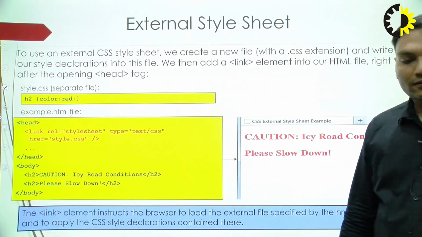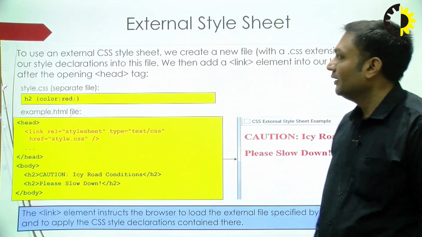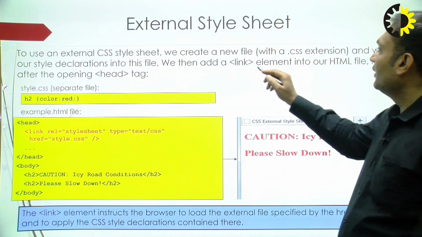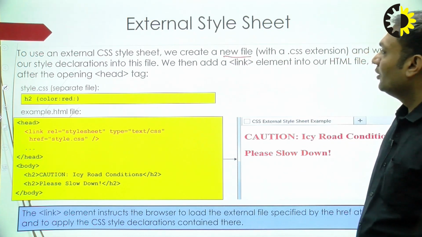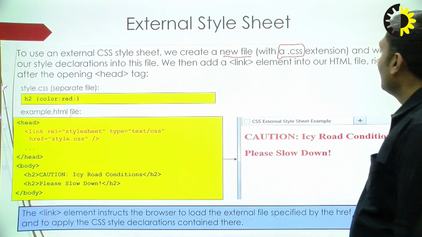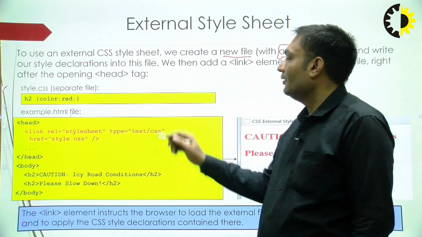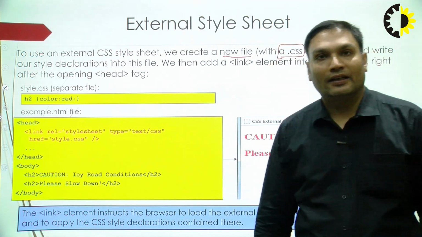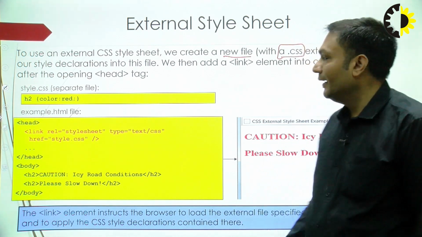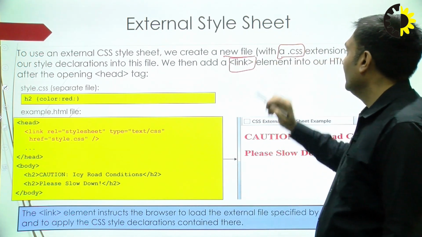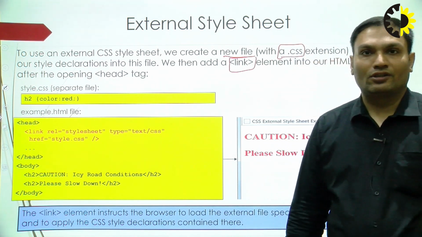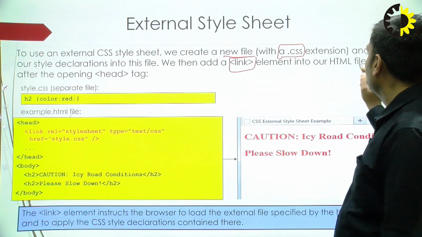Now, the third type of CSS is external CSS, or you can say external style sheet. To use an external style sheet, we need to create a new file, which we will write in Notepad, and we will save that file with a .css extension. We will write all the style declarations in this file, and we will add this file inside our HTML document, where we want to apply the CSS rules, with the link element. With the link element, we add that external file saved with the CSS extension inside our HTML document, and this will be placed inside the head tag.